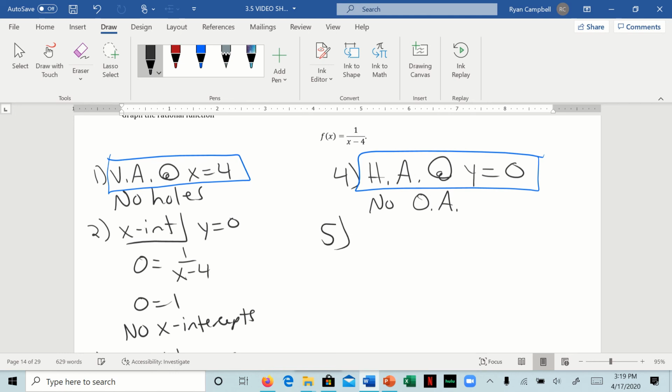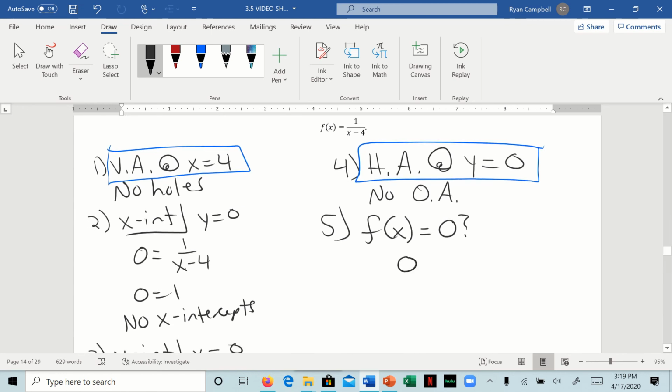So step 5, since we do have a horizontal asymptote, we have to check, is there ever a place where our graph crosses that horizontal asymptote? So basically we make the whole thing equal to 0. And this should look familiar because we've already done this, right? If you multiply by x minus 4, you get 0 equals 1. So never. So does it cross there? No, it doesn't.